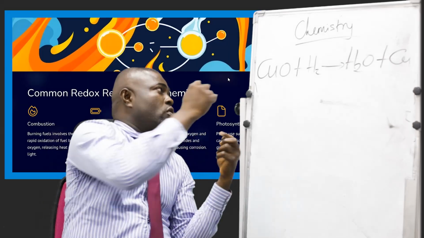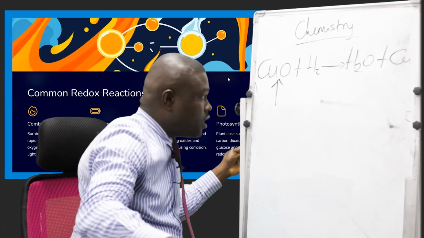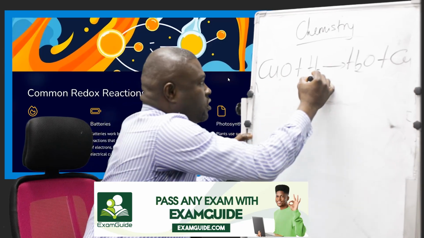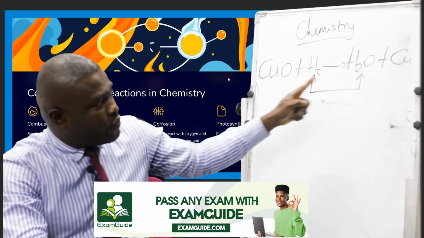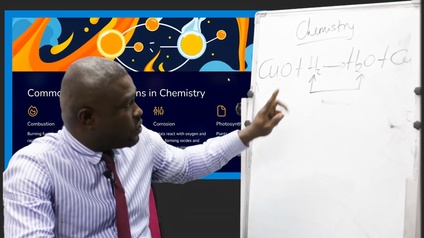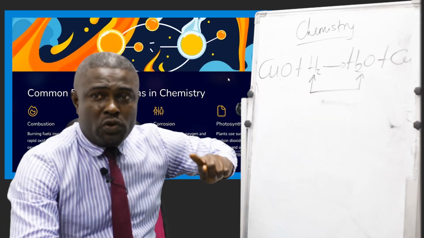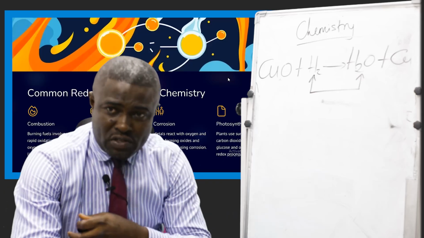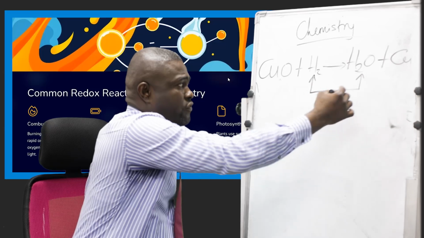Let me start from hydrogen. The reaction started from hydrogen and landed in the water. From the reactant side to the product side, you will discover something. The reaction started with only hydrogen as an element, and at the end of that reaction, you can observe that there is oxygen added into the original hydrogen. That shows there is addition of what? Oxygen. From here to here, there is addition of oxygen.